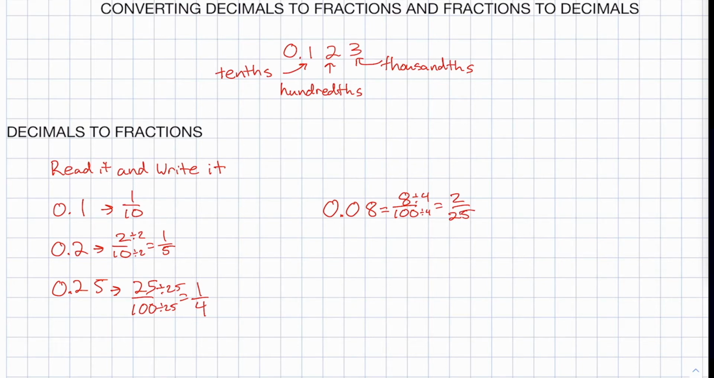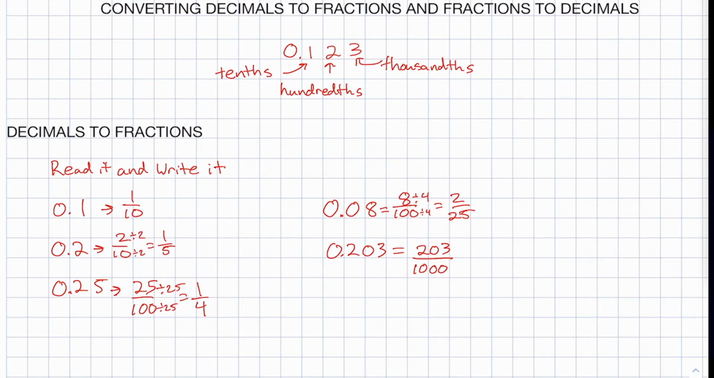Or if I had something like 0.203, right, a really large one, we'd be like, okay, that's 203 thousandths. And then sometimes you can't simplify, right? 203 is not divisible by anything else here, so I can't simplify that any further.